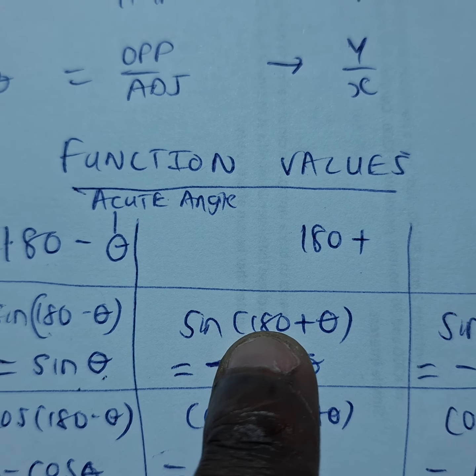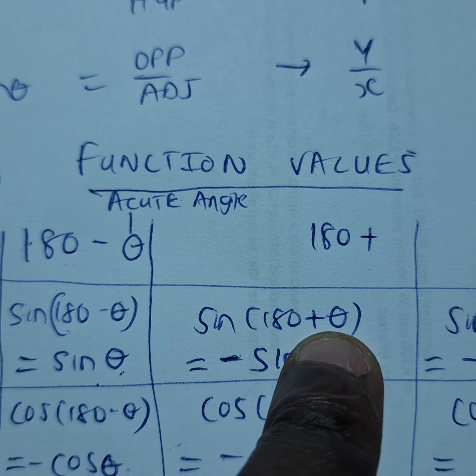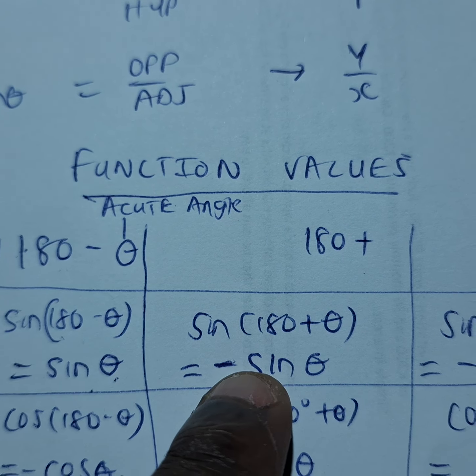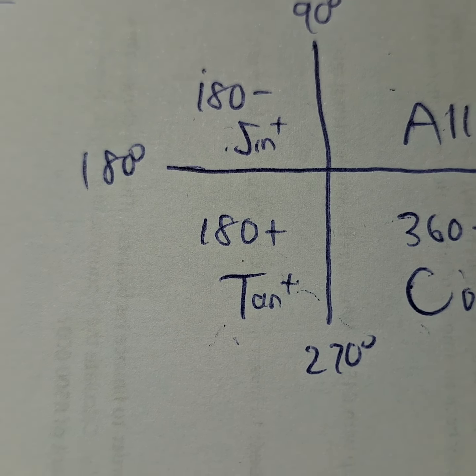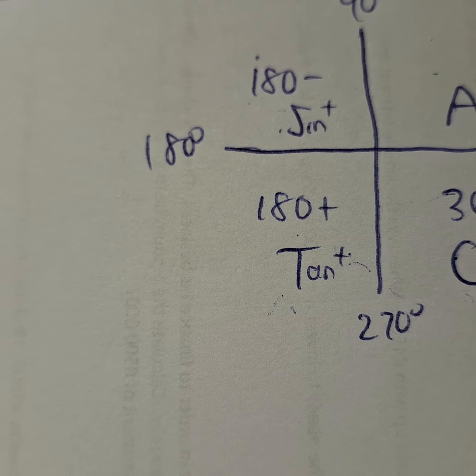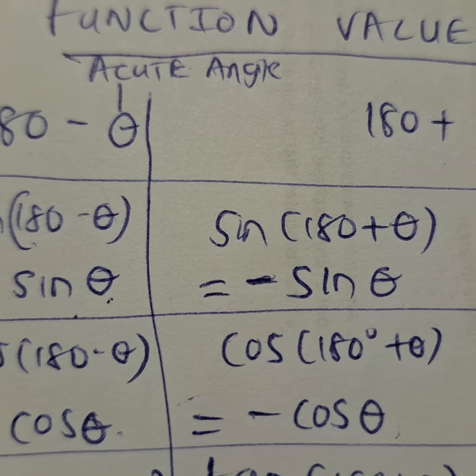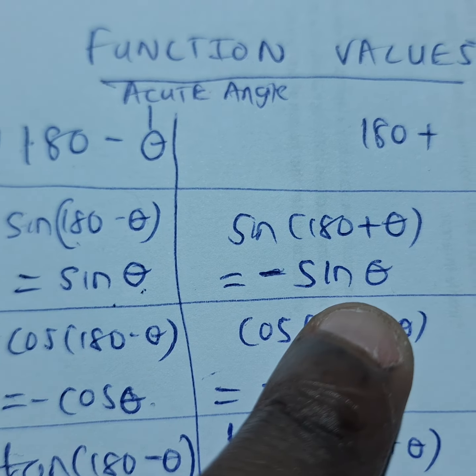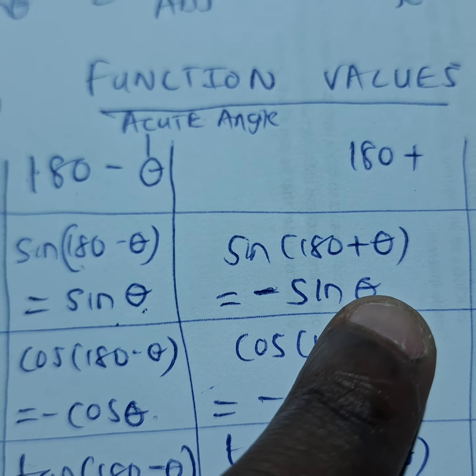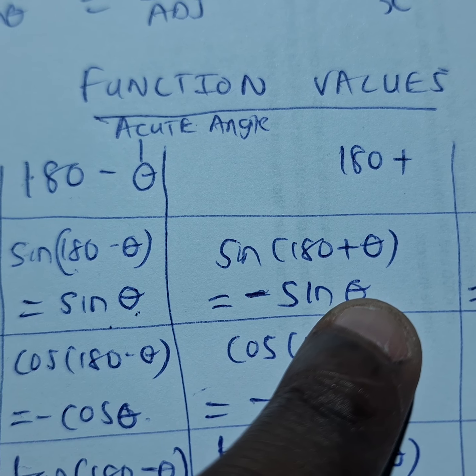If we look at sin of 180 plus theta, 180 plus theta is in the third quadrant. How is sine in the third quadrant? In the third quadrant, it's only tan that's positive, while sine and cos are negative. So the sine is negative. So 180 plus falls away. We assume the trig ratio, and then we write the acute angle.